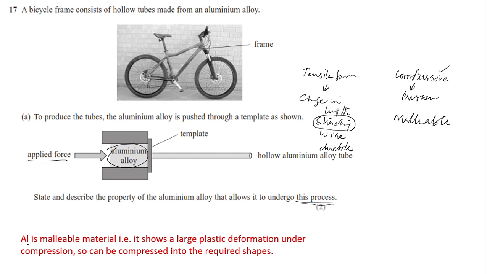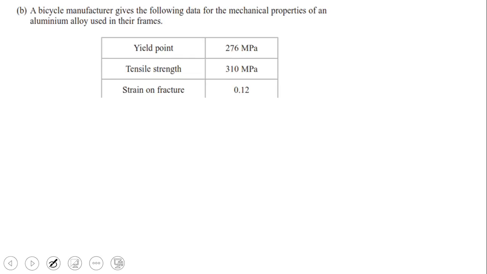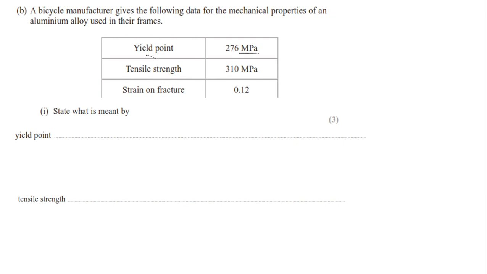I wrote AL just to save time, but you should write the complete spelling, aluminium. A bicycle manufacturer gives the following data for the mechanical properties of an aluminium alloy used in their frame. Yield point is 276 megapascal or million pascal, tensile strength is 310 million pascal, strain on fracture is 0.12. State what is meant by yield point and tensile strength.